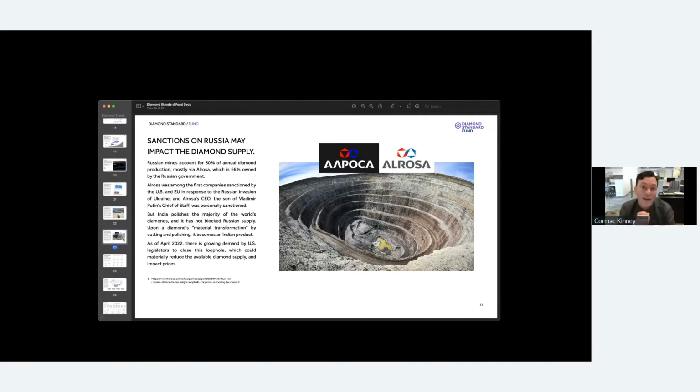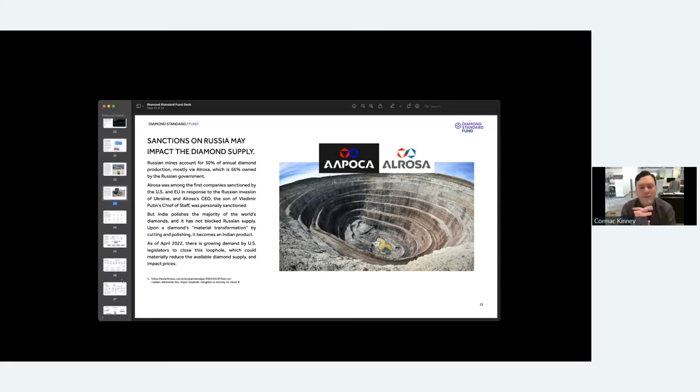And that becomes an Indian product. But what we've seen recently is that the Indian banks are not processing payments to the Russian vendors. So there has been a real drop in supply. Yesterday, there was a big article in Bloomberg that the cost of rough diamonds has spiked. And De Beers has said something that we've known for a long time. They have no stockpile. They cannot fill that shortfall, and we should expect prices to rise.